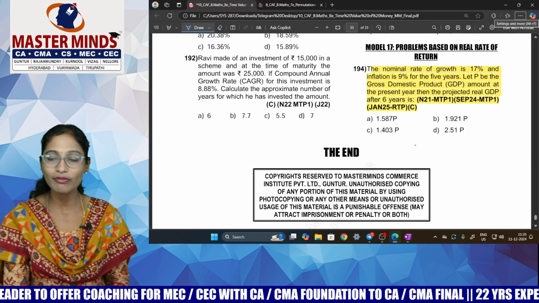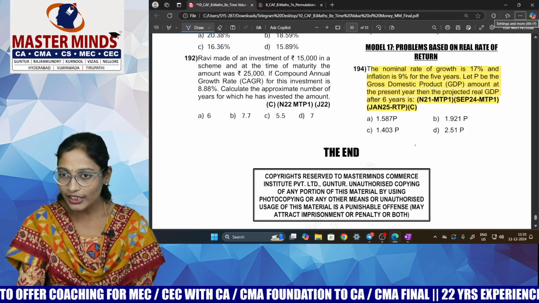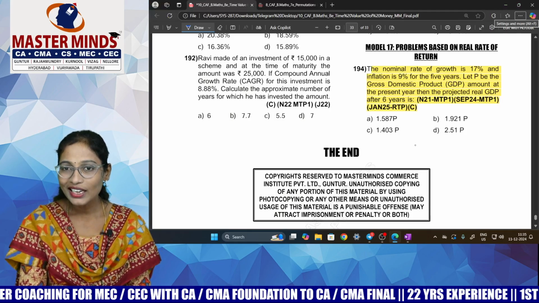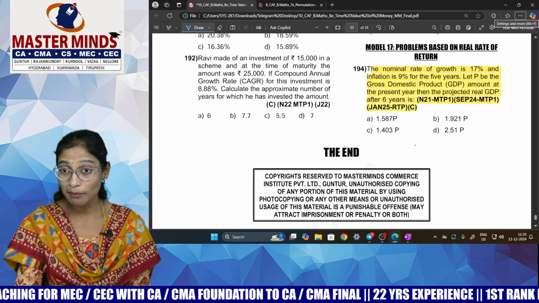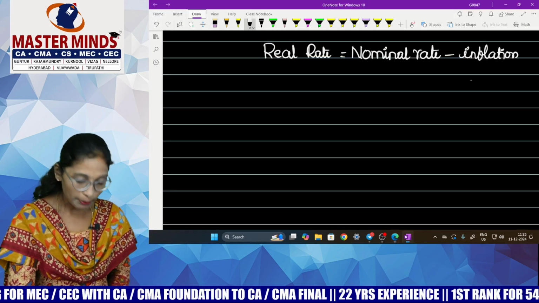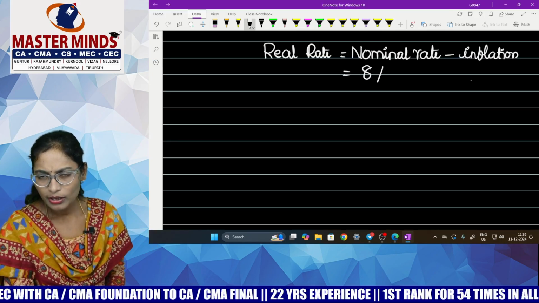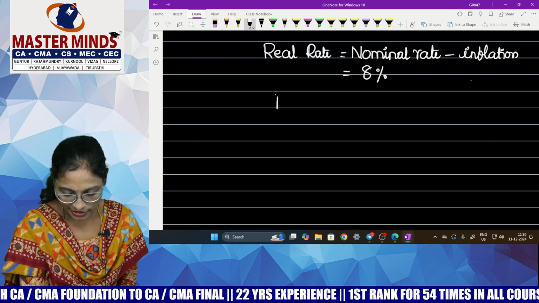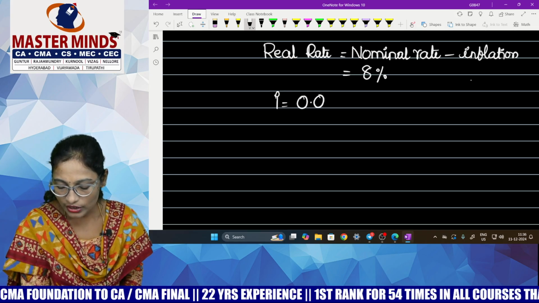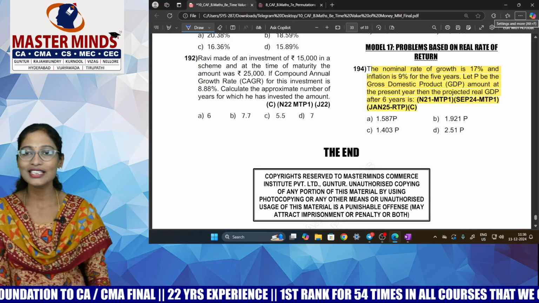Now let me show you the MCQ. The nominal rate of growth is 17% and inflation is 9% for 5 years. So tell me, what is the real growth? 17 minus 9 means what percentage? 8%. Then tell me, what is I equal to? 0.08.